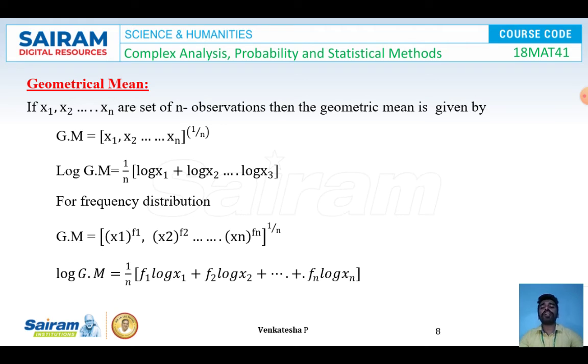Now for the frequency distribution, the geometrical mean is given by x1 whole power f1, x2 whole power f2 and xn whole power fn whole power 1 by n. By applying log, we'll be getting 1 by n f1 log x1 plus f2 log x2 etc. plus fn log xn.